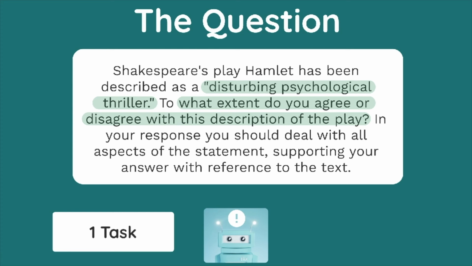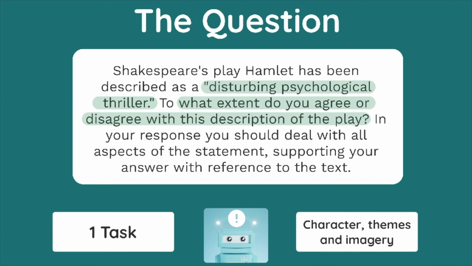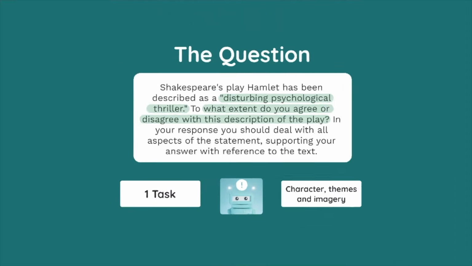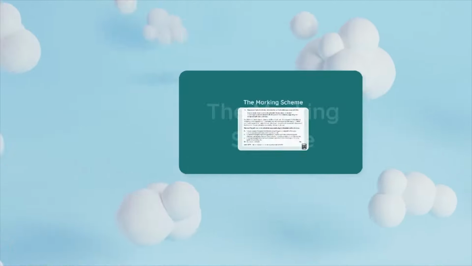A good tip when approaching the single text question is to remember that you're more than likely always going to be discussing your text's characters, its themes and its imagery, irrespective of what question comes up and how it's phrased. So now that we've become familiar with the question, let's have a look at the marking scheme.